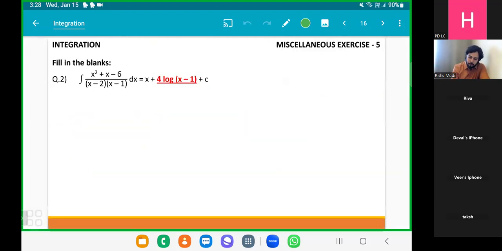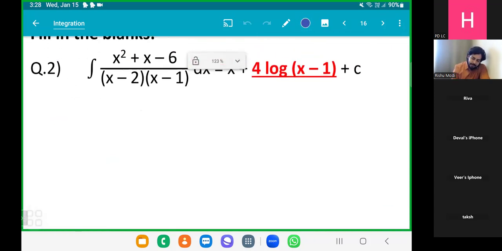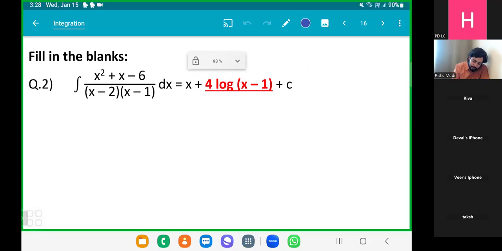Question number 2. It says that integration of x square plus x minus 6 upon this is equal to something, right? So again, this is your partial fraction. If you want to do, you can do, or you can open the brackets and simplify the question. Choice is yours. Okay. So we'll go with partial fraction. But before that, why go into partial fraction? If we have factors of the numerator, I can get the factors of the numerator as x plus 3 and x minus 2. You can open the brackets and check.